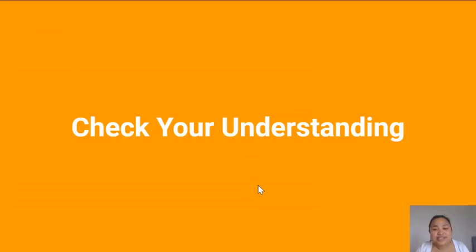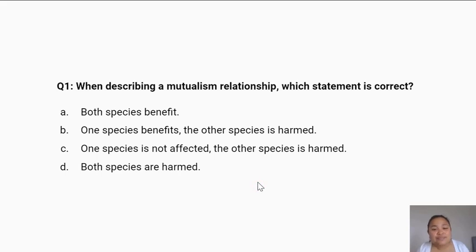Now I'd like to check your understanding. Question 1. When describing a mutualism relationship, which statement is correct? A. Both species benefit. B. One species benefits, the other is harmed. C. One species is not affected, the other species is harmed. D. Both species are harmed.